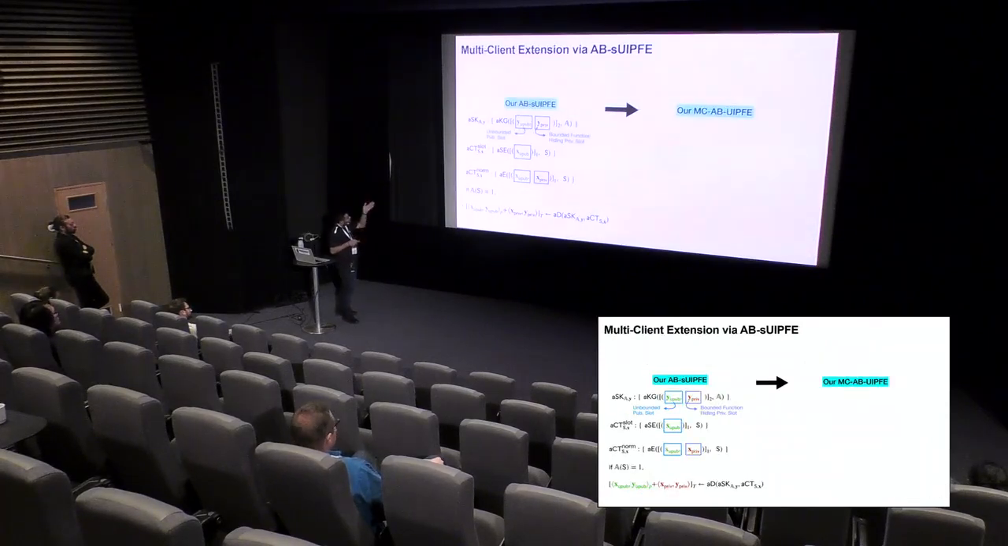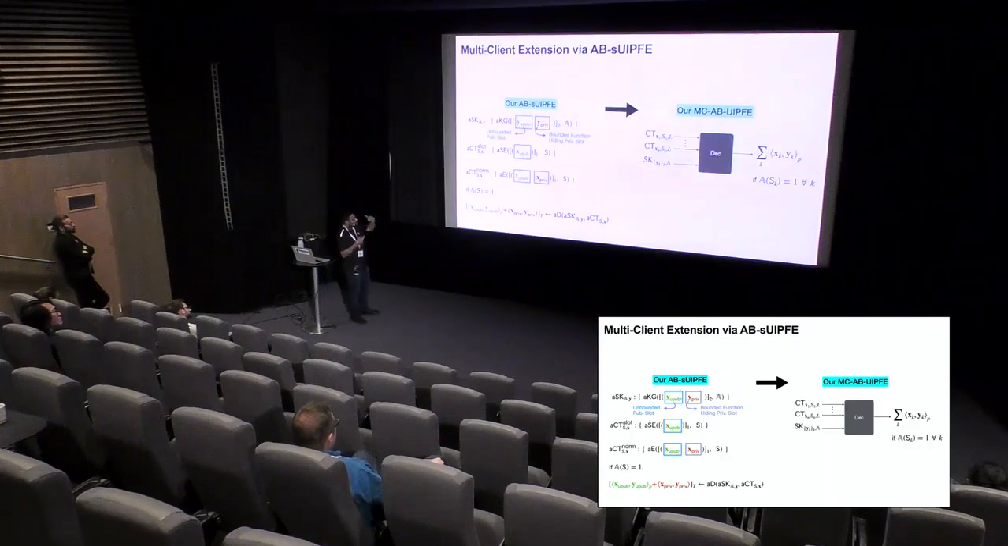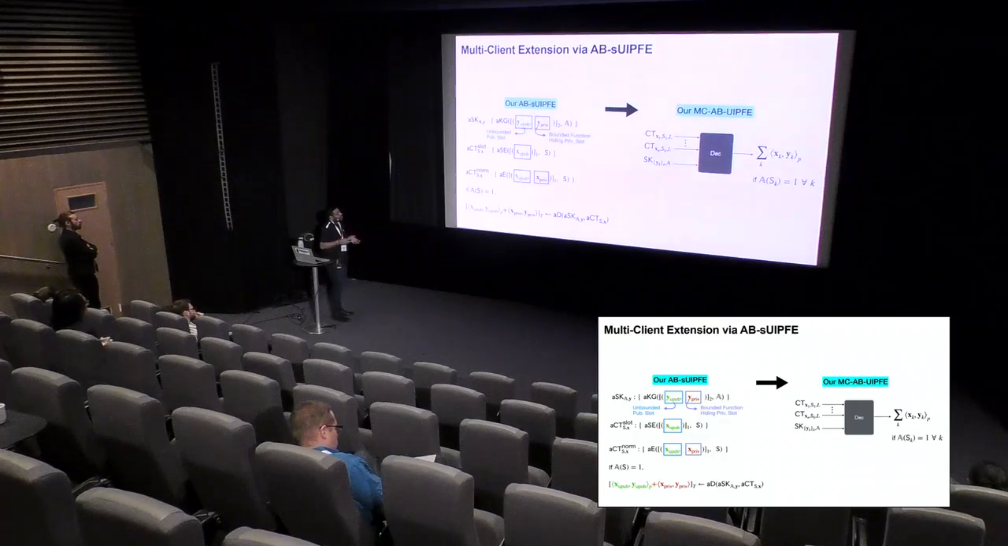Now we use this ABS UIPFE to construct our final goal, the multi-client attribute-based unbounded IPFE. Before going to the construction, let's recall the functionality once more, where the ciphertexts are distributed among multiple users, and each ciphertext is associated with message vectors, some attribute set, and a label. And the secret keys are generated corresponding to an access structure and a collection of all these key vectors.